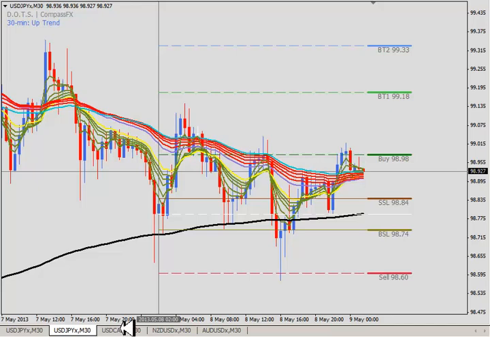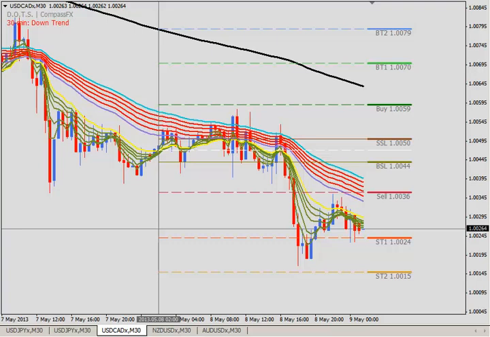We take a look at the dollar CAD. It had a nice little move down overnight, and it made a nice move down to the ST1, almost down to the ST2 level, sell target number 2 level, and took a little bounce back up and settled right here.